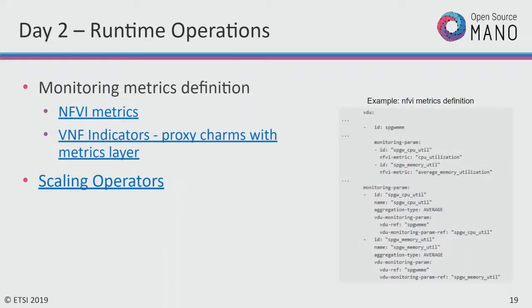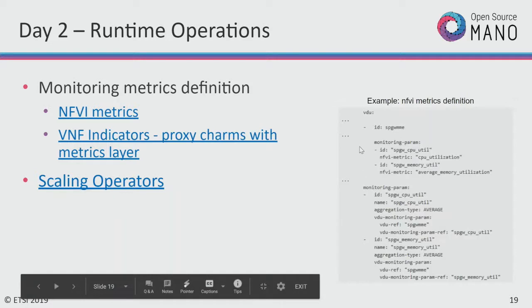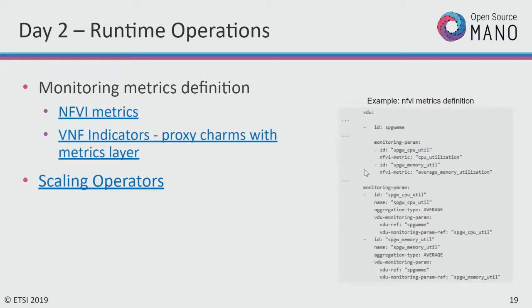So with day 2, we can also do monitoring. Right now we can collect NFVI metrics, VNF metrics, and VDU metrics. All these things we can do with a charm, with a proxy charm with a layer that is metrics. And here you have an example, the definition of the metric in our VNF descriptor. Also, we can do scaling operations, auto scale if you want, or something like that. Okay.